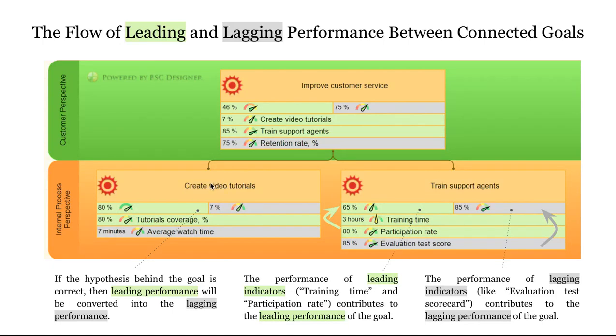What do I mean? I mean that when we create a certain goal on the strategy map, we always make an assumption, we always make a hypothesis about whether this idea will work for us. For example, here, we want to create video tutorials. That's our goal. But our hypothesis is that by achieving the required coverage of the tutorials, the leading indicator, we will see that the average watch time will increase.